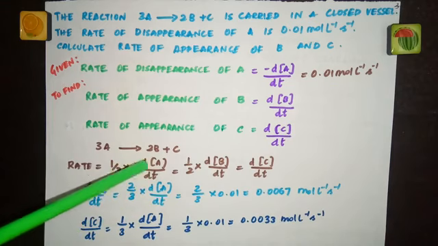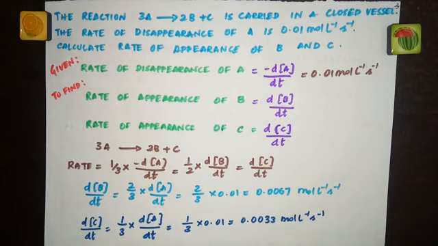While doing this calculation, we will not take this negative. Only when there is that subtraction to find out this value d[A], for example A2 minus A1, when you do that calculation, at that time we will use that negative.